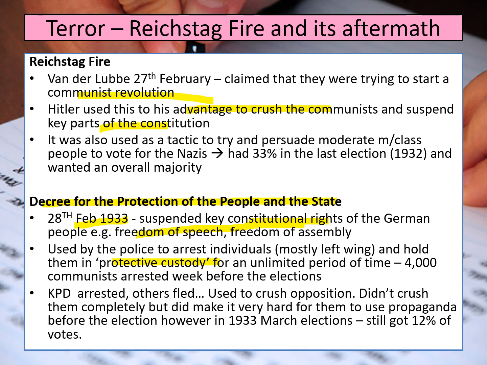So the Nazis used this to arrest 4,000 communists in the week before the elections, because obviously, remember those elections taking place on the 5th of March. Or you could remember the statistic about how they arrested 10,000 within 2 weeks.